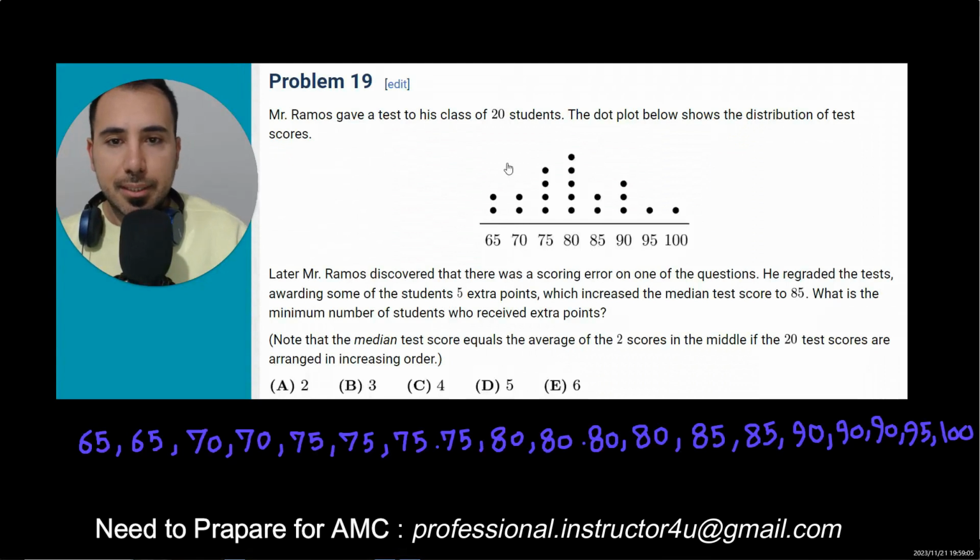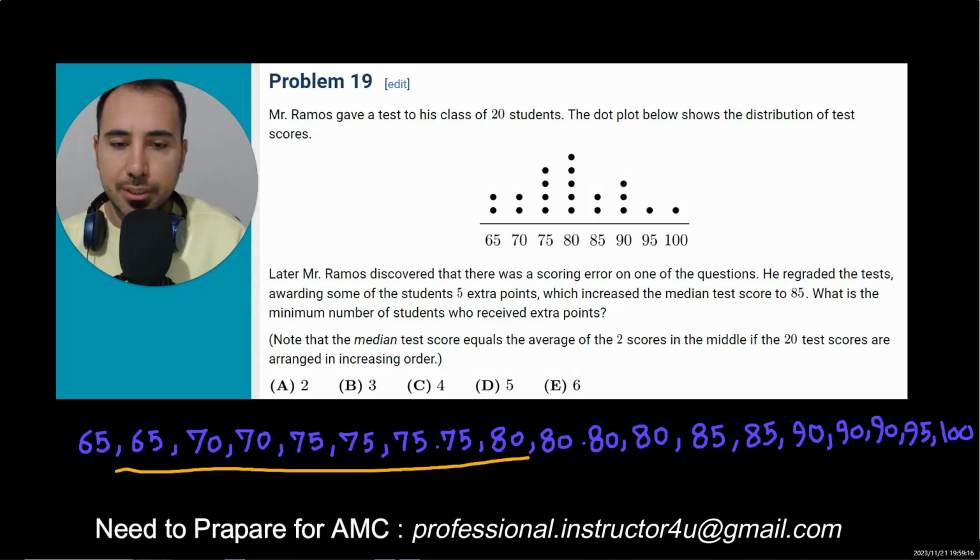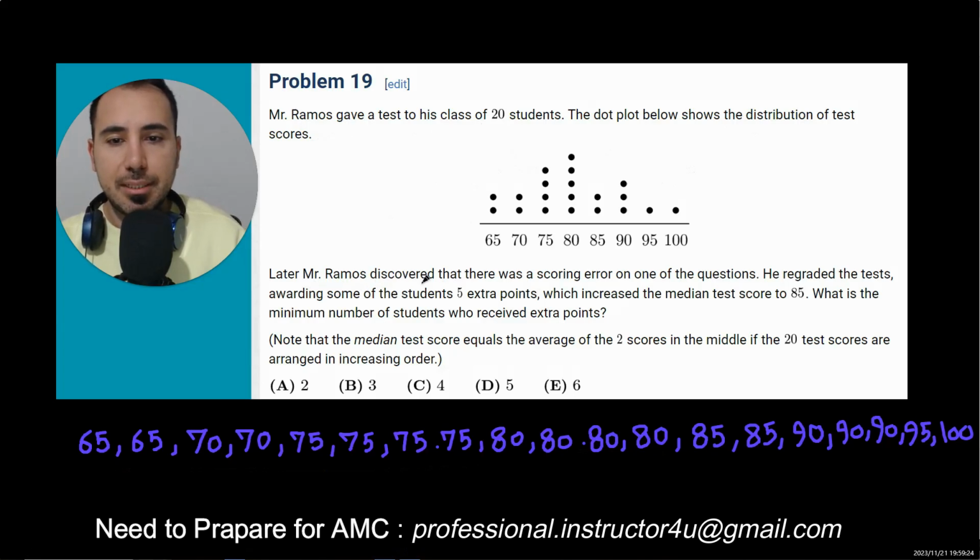Okay, let's do problem 19. Mr. Ramis gave a test to his class of 20 students. The dot plot below shows the distribution of test scores. Well, I've written test scores this way so that we understand the task better. So later, Mr. Ramis discovered that there was a scoring error on one of the questions. He regraded the test, awarding some of the students 5 extra points, which increased the median test score to 85. Okay, what is the minimum number of students who received extra points?